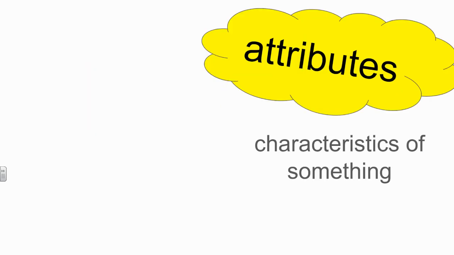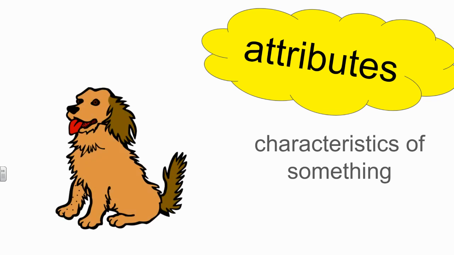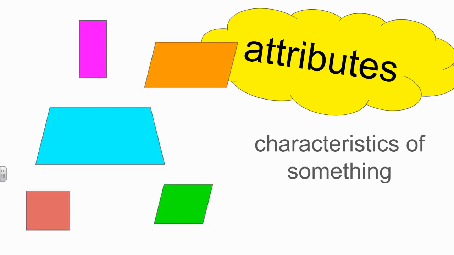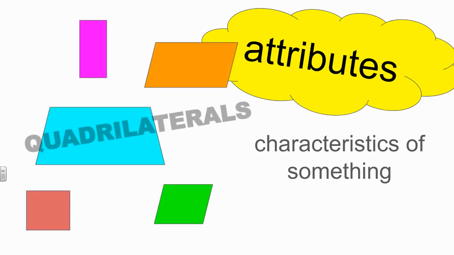First, we're going to talk about the word attributes. Attributes is just a fancy way to talk about characteristics of something. So for example, let's say I have this cutie pie dog here, and I want to give you some attributes of this dog. I'm basically giving you some of its characteristics. For example, it has floppy ears, fluffy fur, and a strong tail. Obviously, this is math class, so we're not going to be focusing on attributes of a dog. We're going to be focusing on the different attributes or characteristics of quadrilaterals.